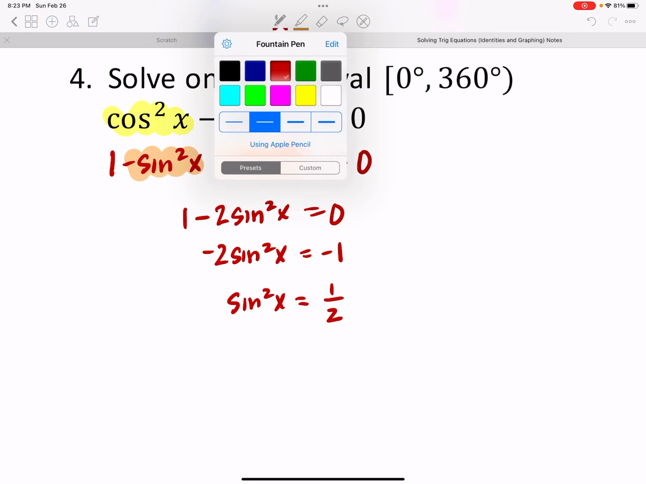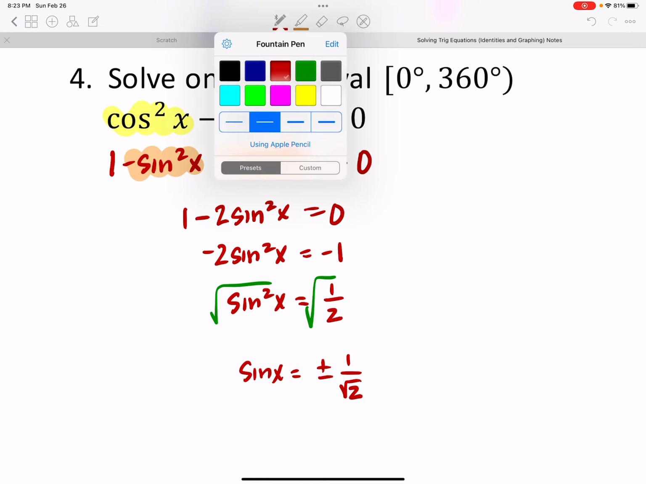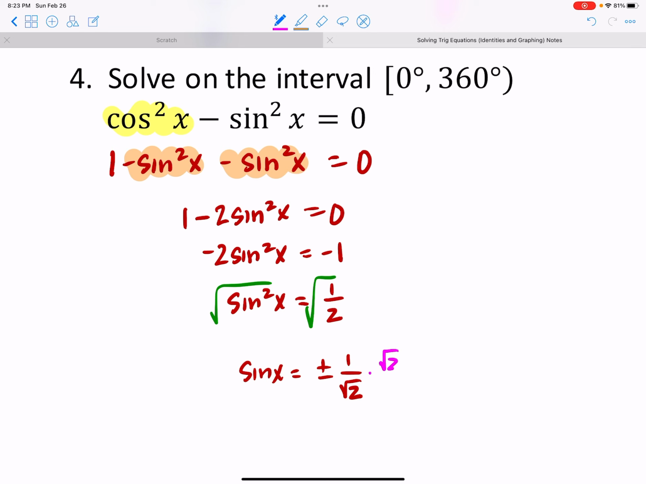And then I'm going to take the square root of both sides. So that's going to give me the sine of x equal to a positive or negative. The square root of 1 is 1. The square root of 2 I can't take, but I can rationalize this so that it looks a little more familiar. So we're going to be looking at plus or minus radical 2 over 2.